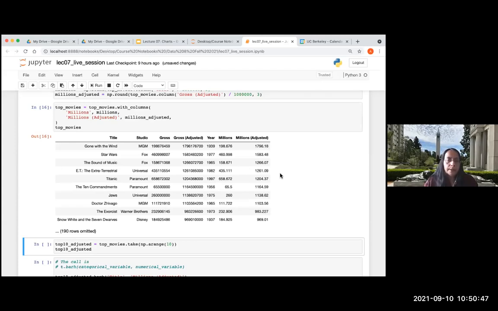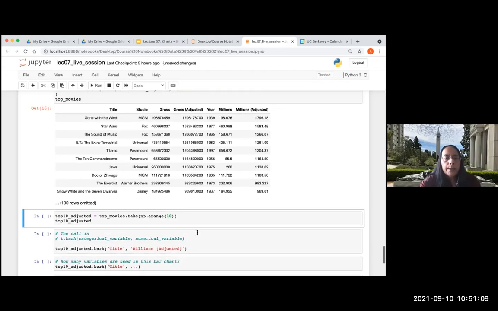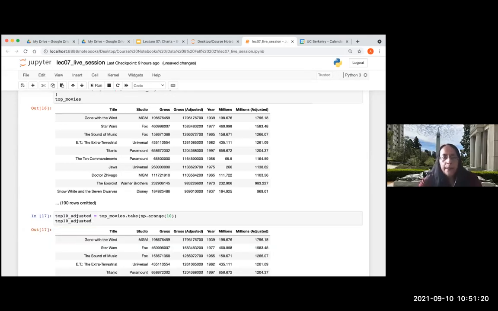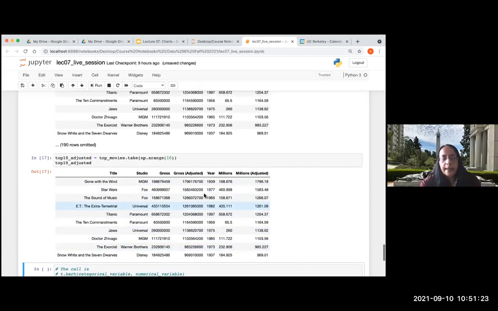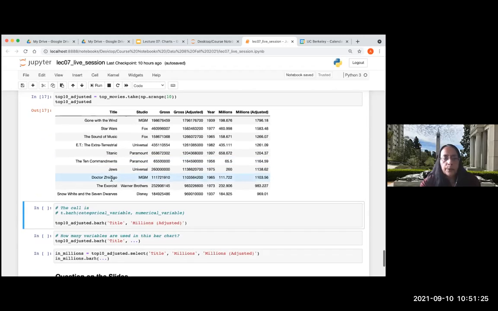And this actually tells us something very quickly. You've probably noticed it already, that these movies are in a certain order. They have been sorted by the gross adjusted. Do you agree? It sure looks like it from these top 10. And indeed, that is true. And so we'll just look at the top 10. And so I'm calling it top 10 adjusted because it's top 10 according to adjusted millions. Okay, and so visually that's exactly the same table, but this one has 190 more rows and ours only has 10.